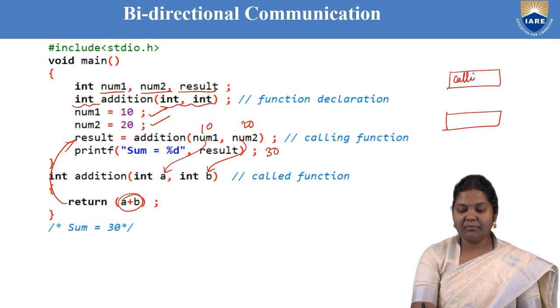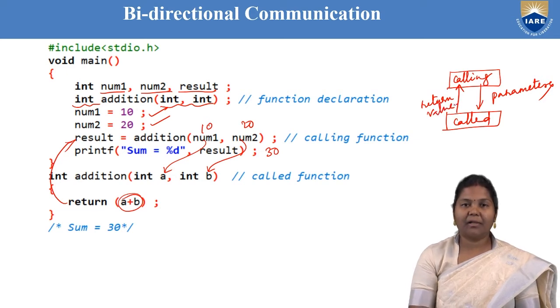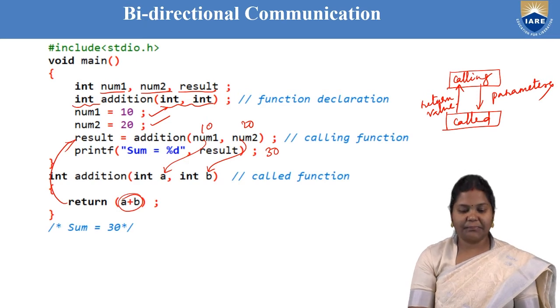So this is your calling function and this is your called function. So here the calling function has sent some parameters or arguments and the called function has returned some values, or it has given the return value again back to the calling function. This is called bidirectional communication.